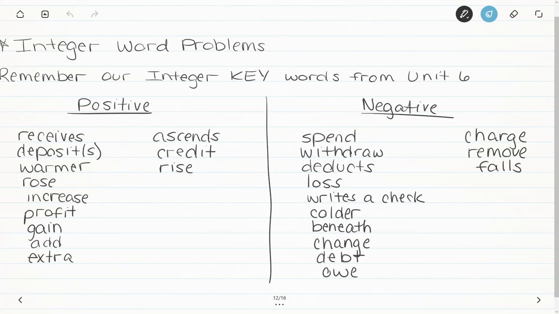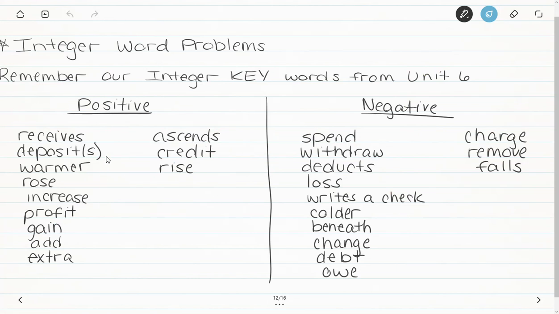All right, so here are our first notes for integer word problems. So the first thing that we need to talk about is remember our integer keywords. Now these were also from Unit 6. So if you need to refer back to what we did in Unit 6, you're welcome to. I would rewrite these into your notebook so that you have them with Unit 10, but if you would like to flag them also back in Unit 6, you're welcome to.